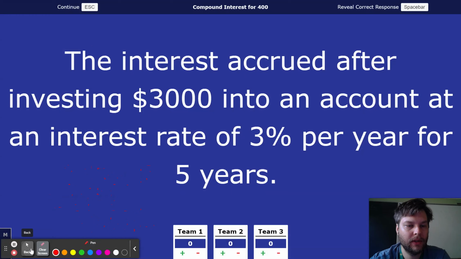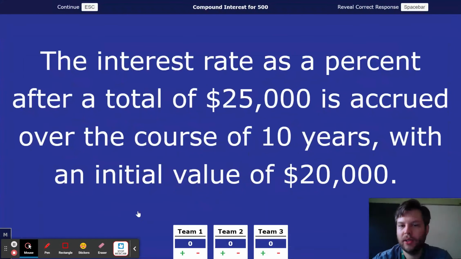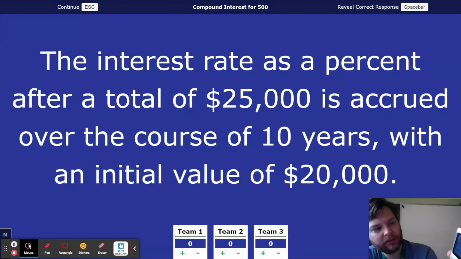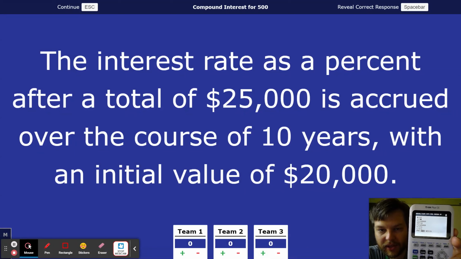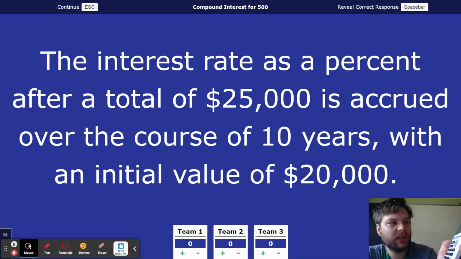Great. And then the last one in the compound interest rate as a percent after a total is accrued with an initial value of 20,000. So we'll go through here. 10-year period, don't know interest, present value is 20,000, no payments, future value is 25,000. So we set it up like that. We ask it what the interest rate is. So we go green, enter.